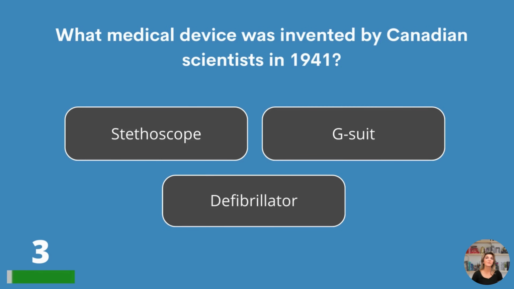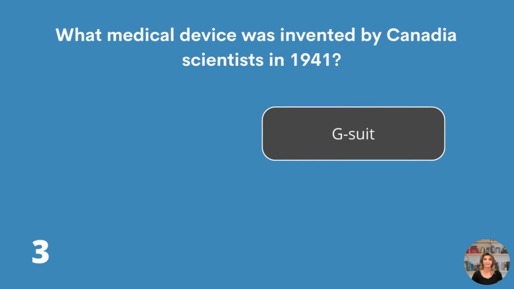What medical device was invented by Canadian scientists in 1941? The stethoscope, the G-suit, or the defibrillator? The G-suit.